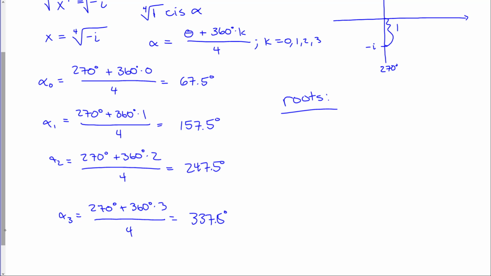Remember r was 1, so we don't have to write that in. So my roots are just cis 67.5 degrees, cis 157.5 degrees, cis 247.5 degrees, and cis 337.5 degrees. And those are the 4 solutions to that problem. So each one of those, if you raise it to the 4th power, you'll end up with negative i.